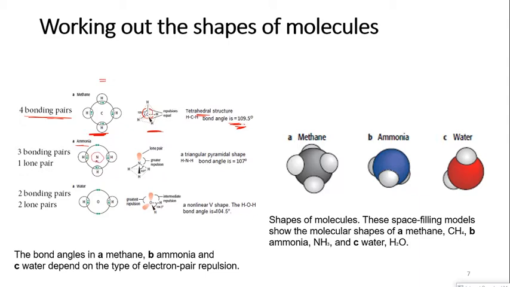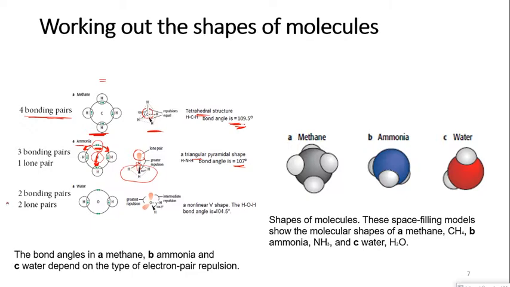If I look at another example, ammonia is different. In ammonia I have 3 bonding pairs and 1 lone pair on the top. This lone pair will have higher repulsion with the other 3 bonding pairs. My lone pair will stay on the top of the plane, while the 3 bonding pairs remain on the same plane, and by that they form a triangular pyramidal shape. This shape will have a bond angle between H and H of around 107.